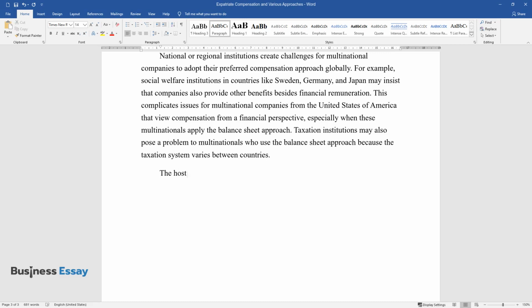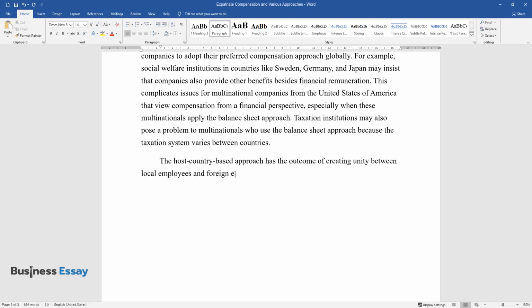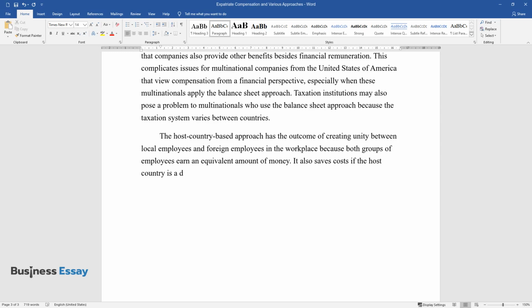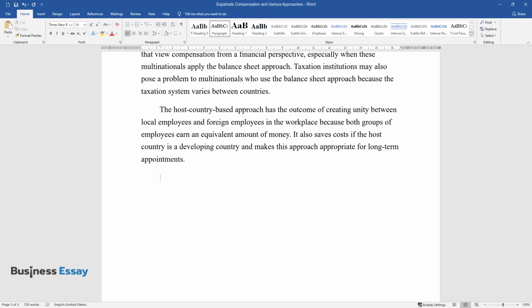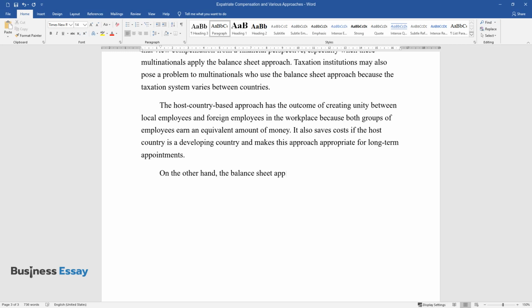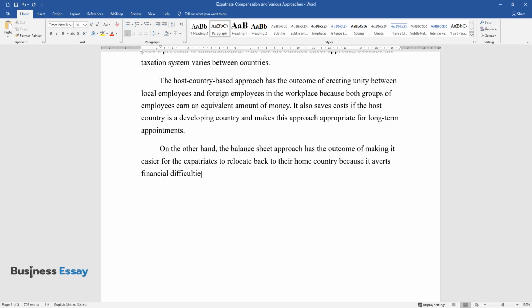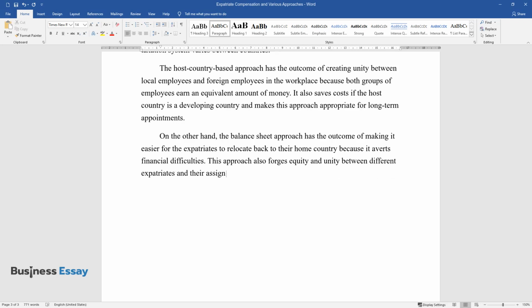Taxation institutions may also pose a problem to multinationals who use the balance sheet approach because the taxation system varies between countries. The host country-based approach has the outcome of creating unity between local employees and foreign employees in the workplace because both groups of employees earn an equivalent amount of money. It also saves costs if the host country is a developing country and makes this approach appropriate for long-term appointments. On the other hand, the balance sheet approach has the outcome of making it easier for the expatriates to relocate back to their home country because it averts financial difficulties. This approach also forges equity and unity between different expatriates and their assignments, which translates into the overall growth of the organization.